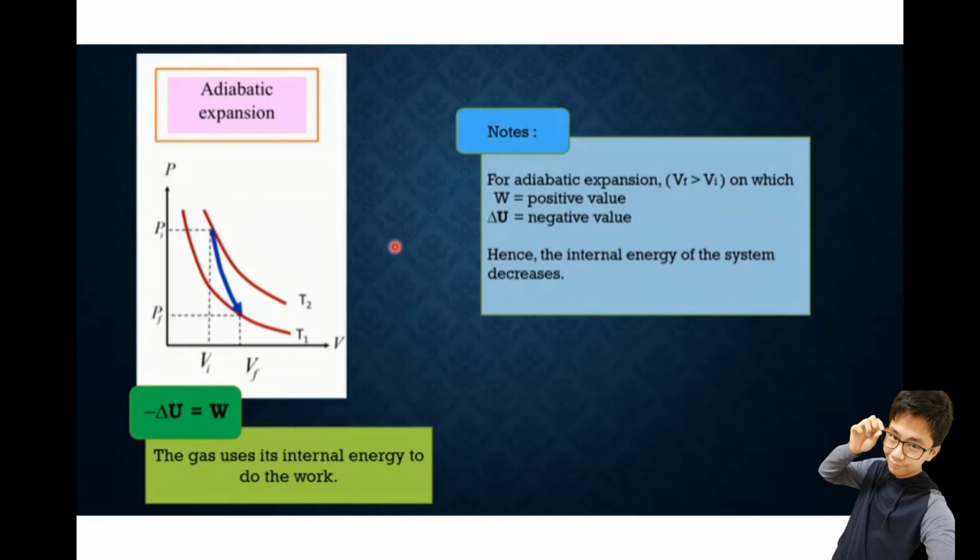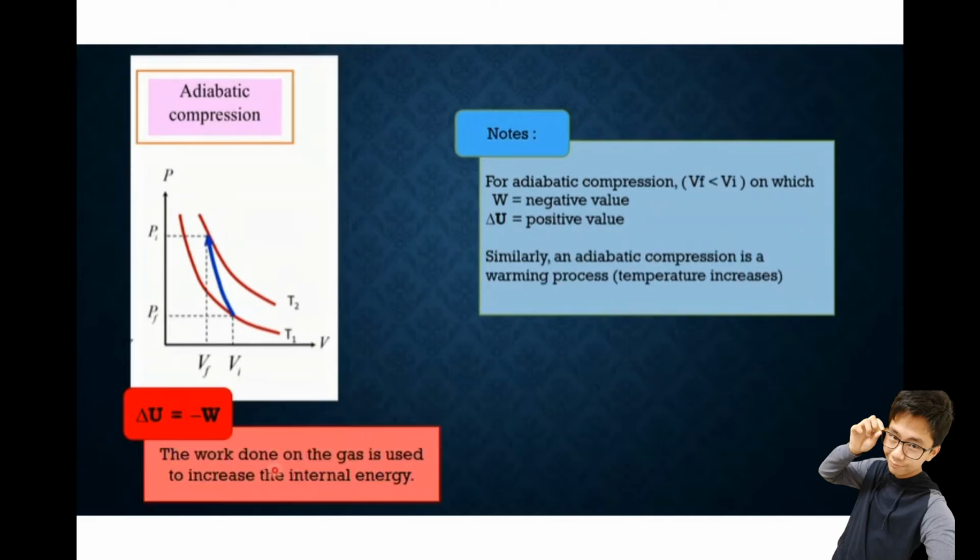Okay, for the graph, this one is adiabatic expansion. Notes over here. For adiabatic expansion, V final is bigger than V initial, in which W is a positive value. You can see over here, and delta U is also a negative value. Hence, the internal energy of the system decreases. From this graph, we know that the gas uses its internal energy to do the work.